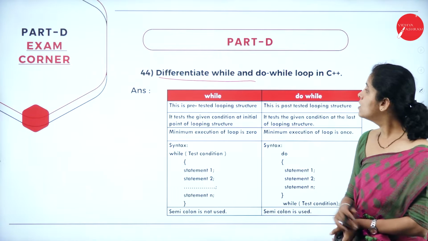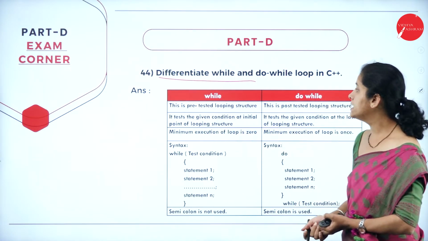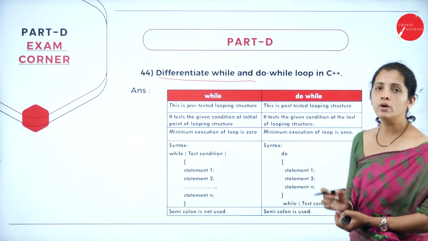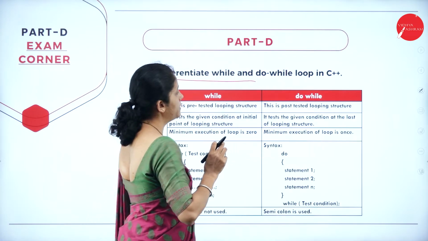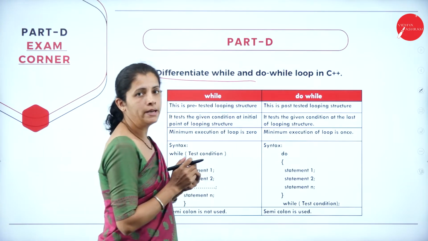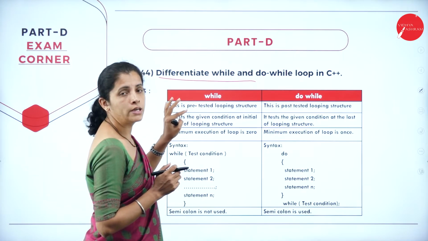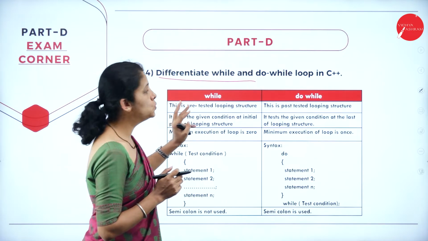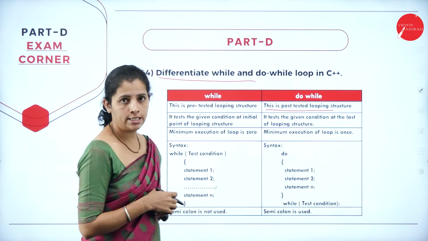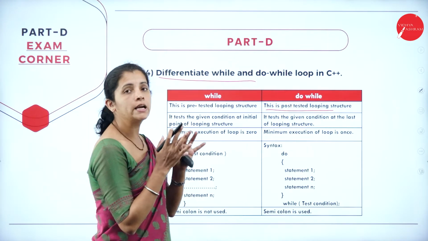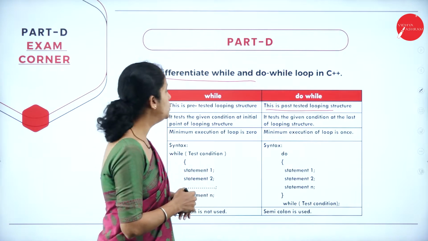Now if I consider while statement, it is pre-tested looping. So if I use while statement in my program, then it is called pre-tested looping statement. That means at the beginning itself, I'm going to test the condition. So it is entry testing loop. And if I consider do while, it is called post testing. So I'm going to test the condition at the end, and it is called exit testing loop.